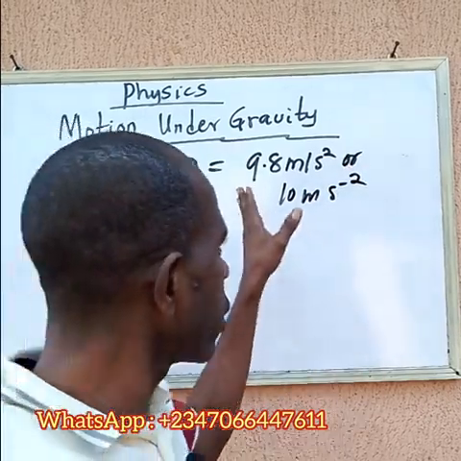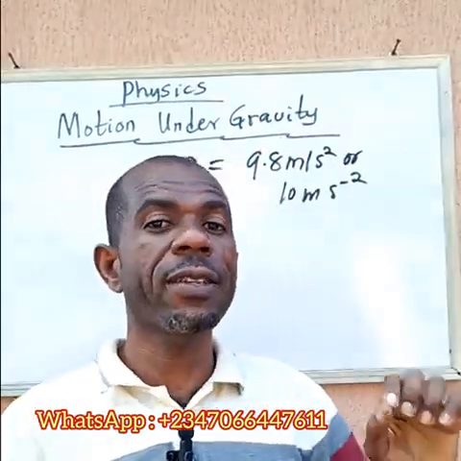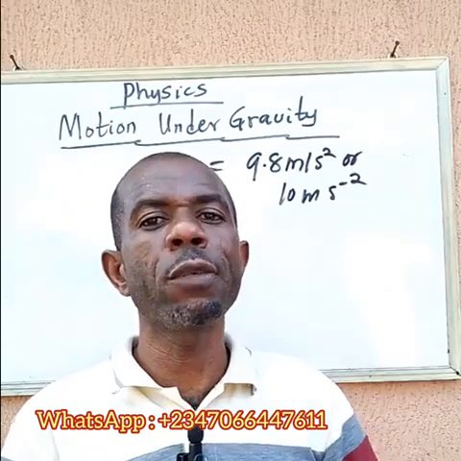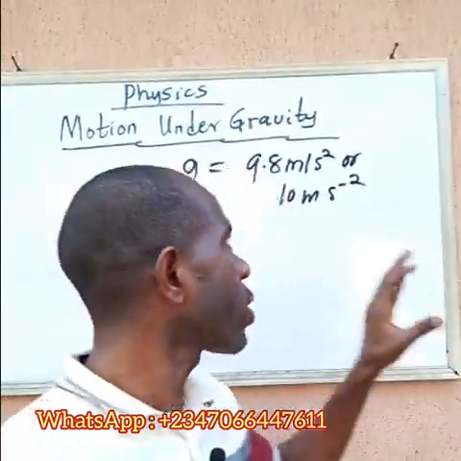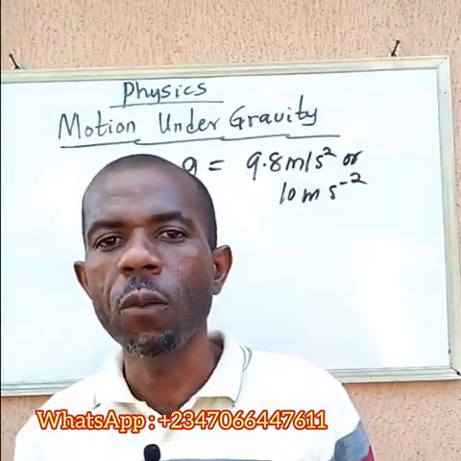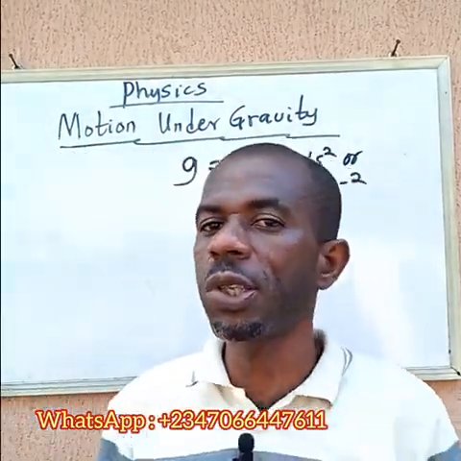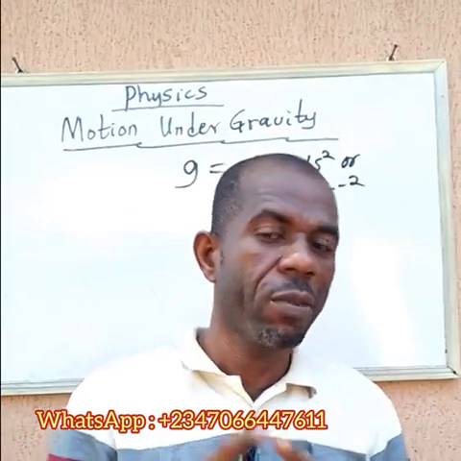This particular acceleration due to gravity varies over the surface of the earth. It is greater at points near the pole, where this acceleration is greatest. But at the equator, it becomes smaller. So that is how this acceleration varies from place to place on the earth's surface.